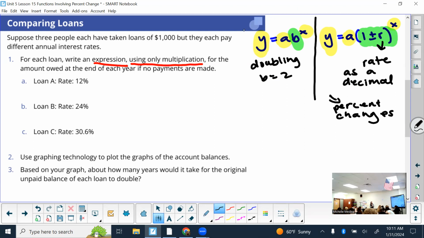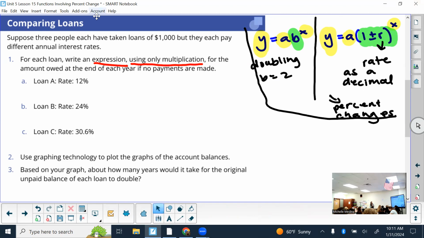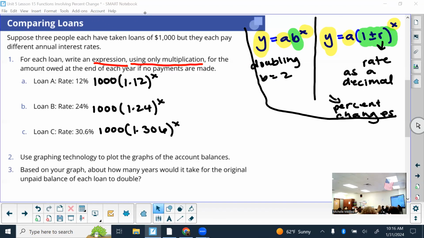So now continue with the rest. Make your equation using the exponential function setup. Graph each one. And be able to answer number 3. How many years would it take for the original balance to double? Right? Time starting now. Okay, look to the screen, confirm your answers.